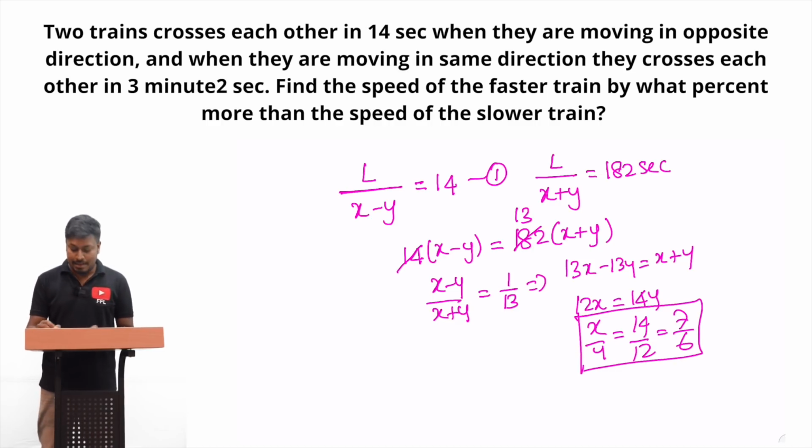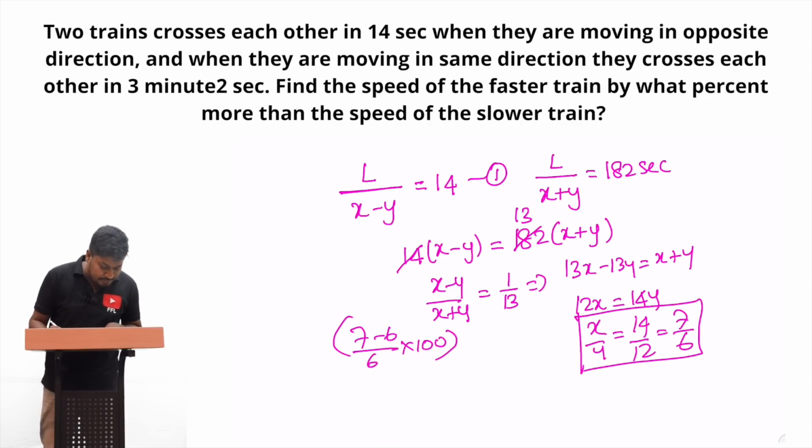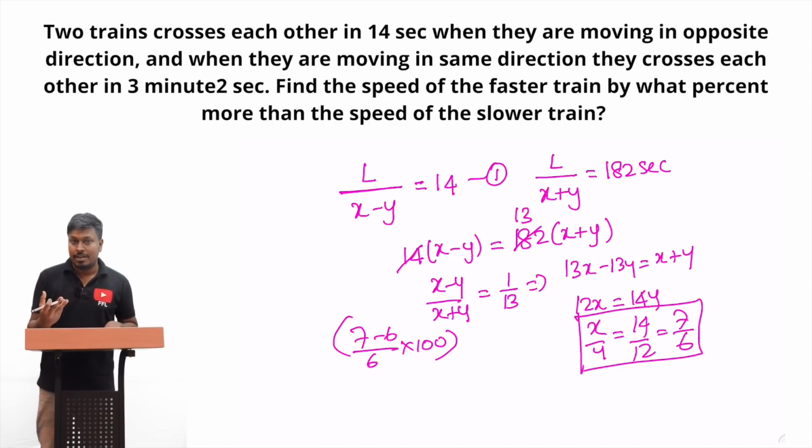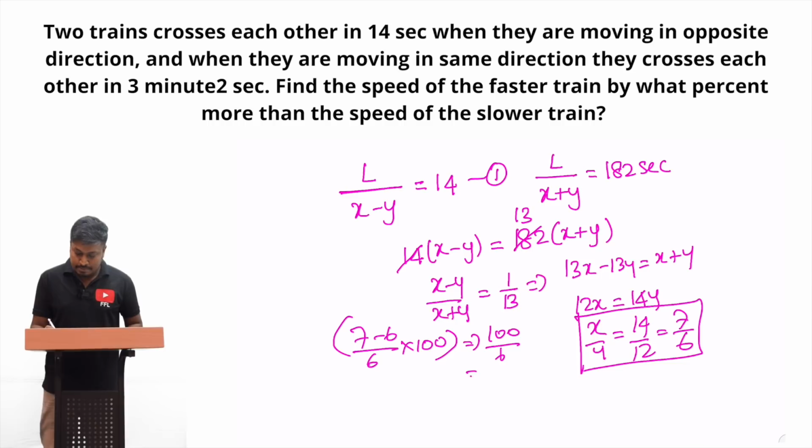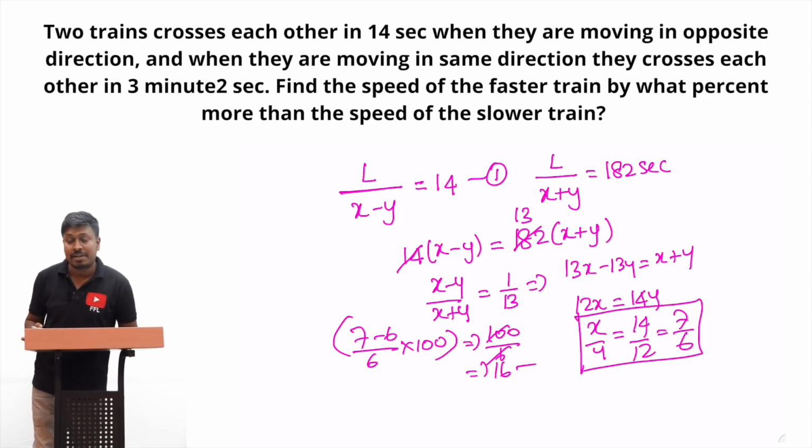What is the formula here? (X minus Y) divided by Y into 100. Use the formula, that is (7 minus 6) divided by 6 into 100. Understood or not? We have to find how much percentage more, so that's the reason I'm using the formula (X minus Y) divided by Y into 100. This will be 100 divided by 6, which is approximately 16. They were asking for an approximate value, so we can say that approximately 16% will be our answer.